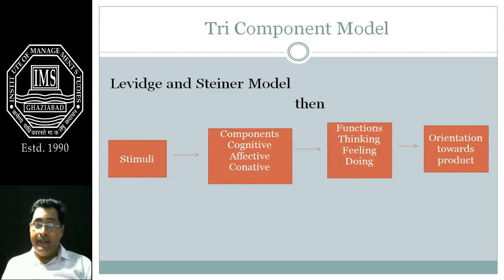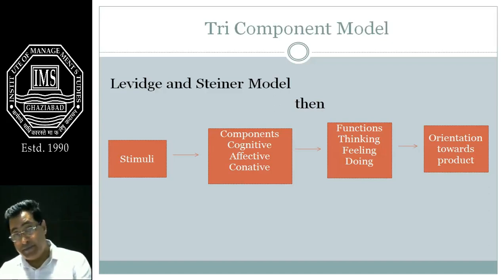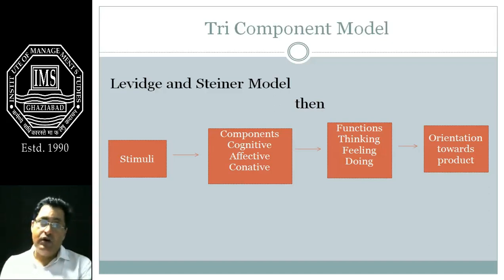Once you start doing all these three, you basically develop a positive attitude, or there could be chances of a negative attitude, but at least you develop one sort of attitude towards a particular product and service. So this is your tri-component model.